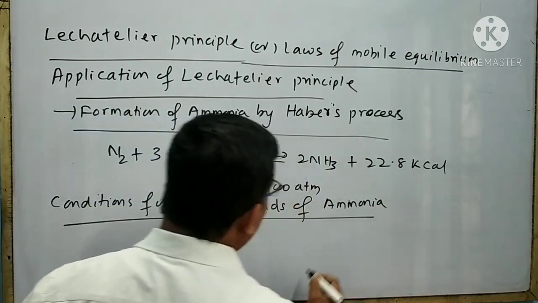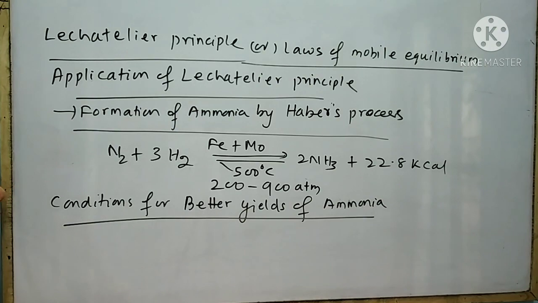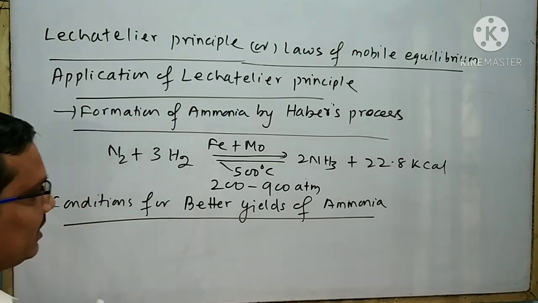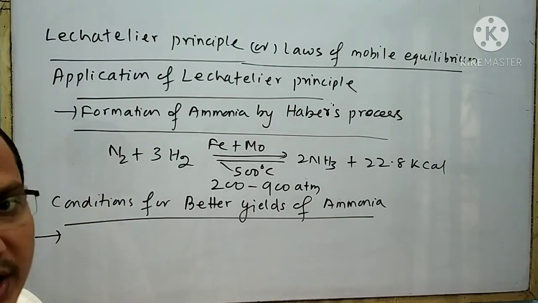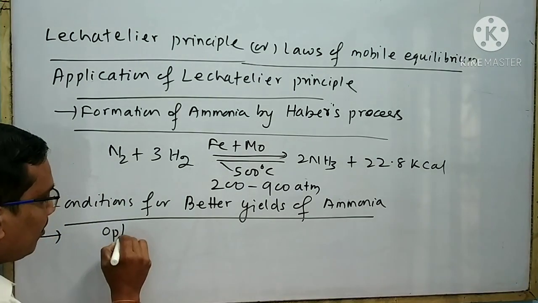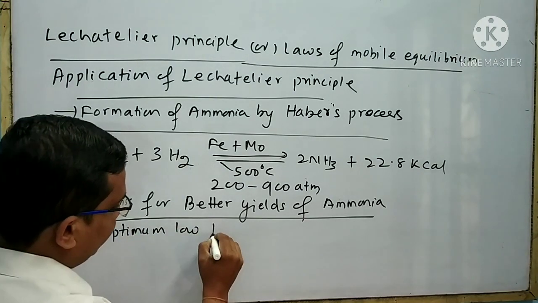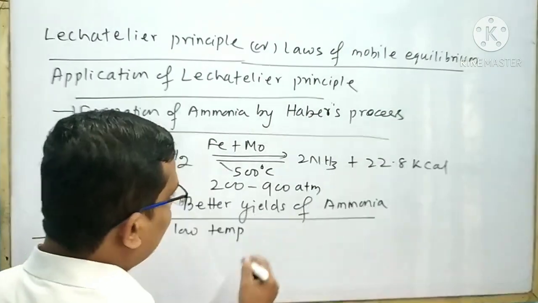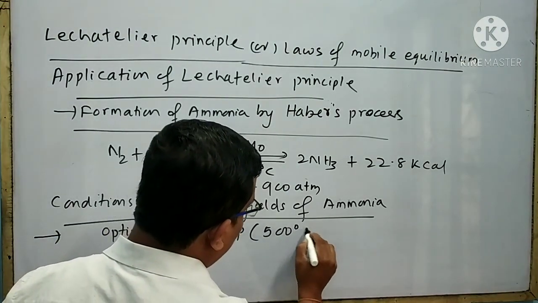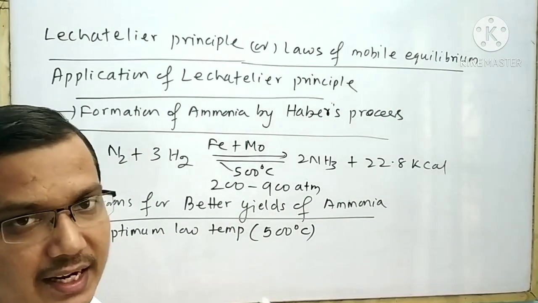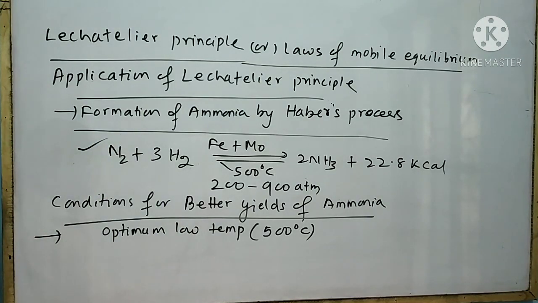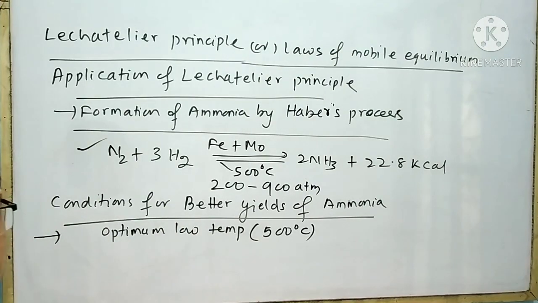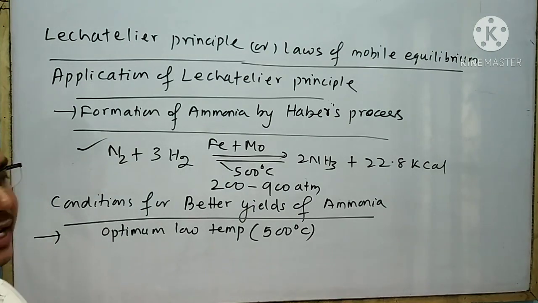For the yield of ammonia, generally we need the forward reaction. For this reaction, what are the conditions? First condition, low temperature, that is optimum low temperature. The temperature is below 500 degree centigrade, as it is an exothermic reaction. Look at that, this is an exothermic reaction, so the temperature must be low. That means the temperature must be maintained below 500 degree centigrade.